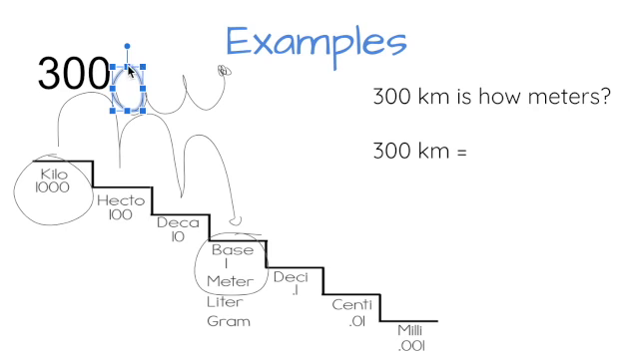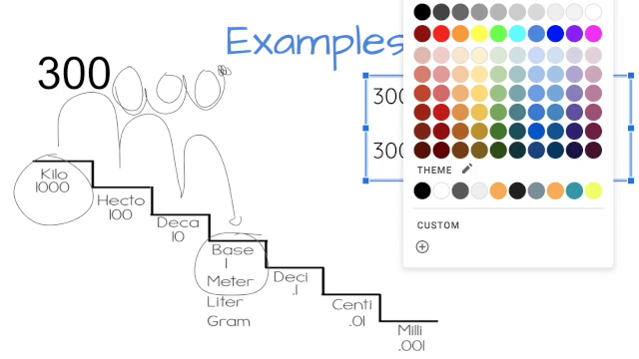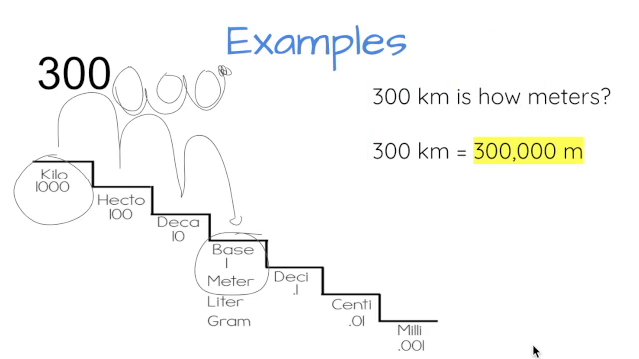1, another 0, 2, and one more, 3. And our new answer is, don't forget to put in a comma, 300,000 meters. And I'll highlight that in yellow for you so you can see it. All right.